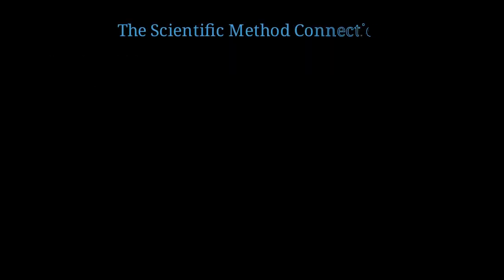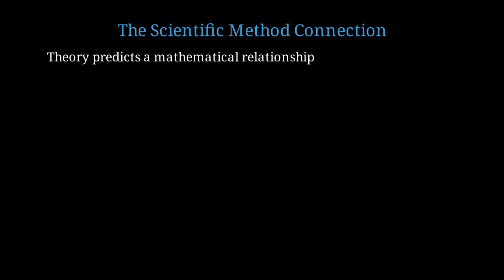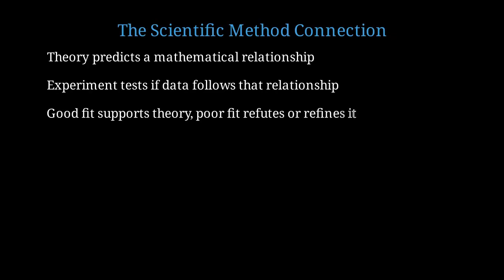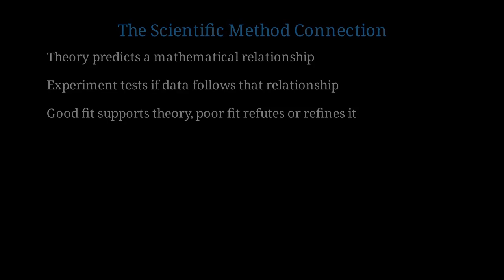Data fitting is intimately connected to the scientific method. Scientific theory predicts a specific mathematical relationship between variables. Experiments test whether real data follows that predicted relationship. A good fit supports the theory. A poor fit leads to refinement or rejection of the theory.